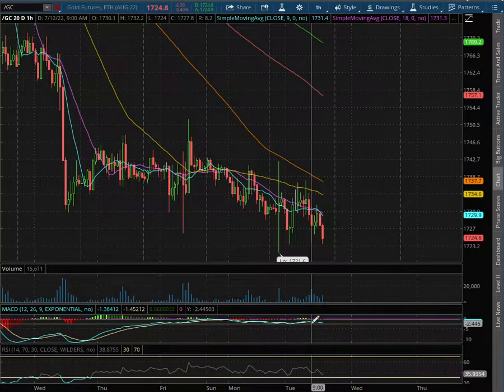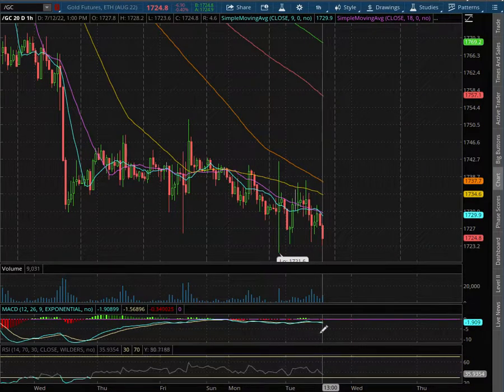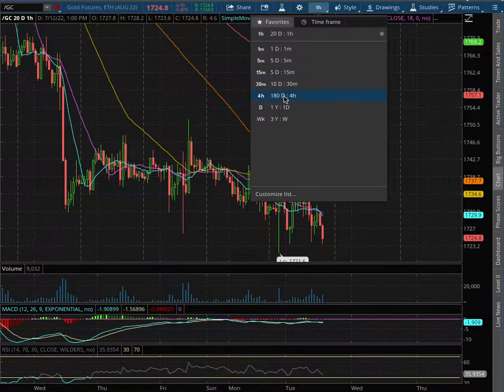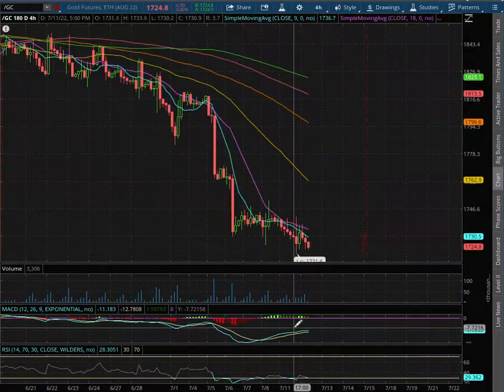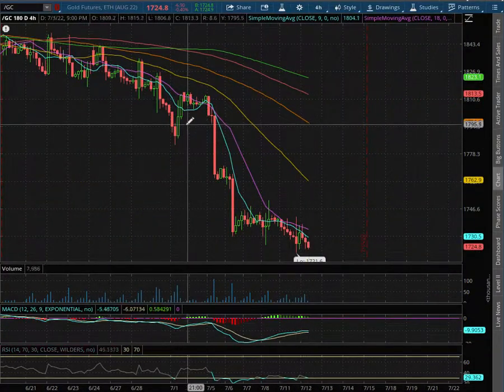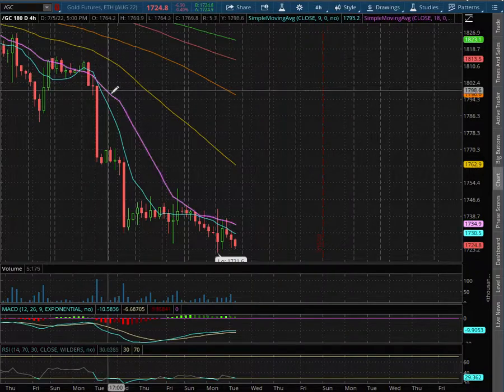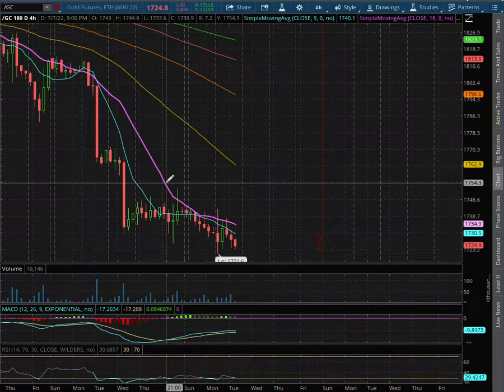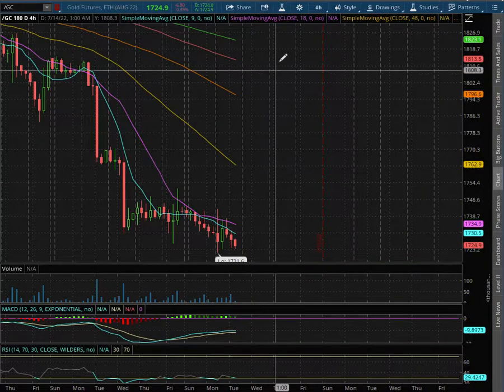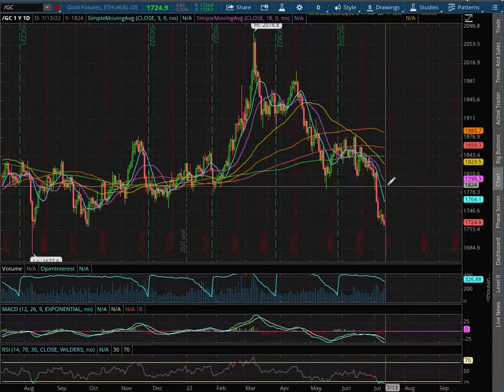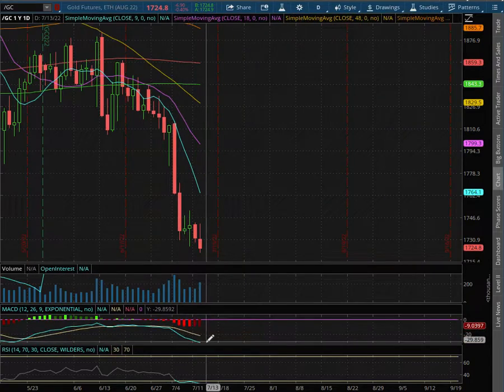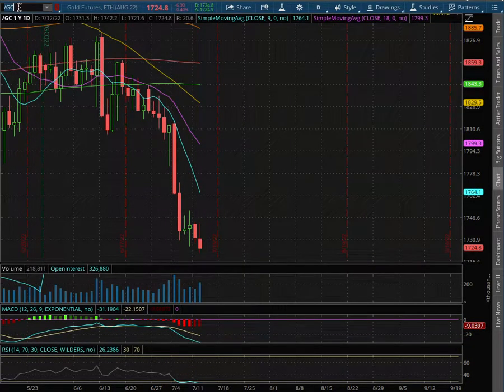We remain in negative MACD, we're approaching oversold levels with the RSI. As with the 4-hour chart, we remain in negative MACD and at oversold levels with the RSI. We have yet to close above the 18 moving average, this purple line at a price of $1,734.90. As with the daily chart, we remain in negative MACD and at oversold levels with the RSI.